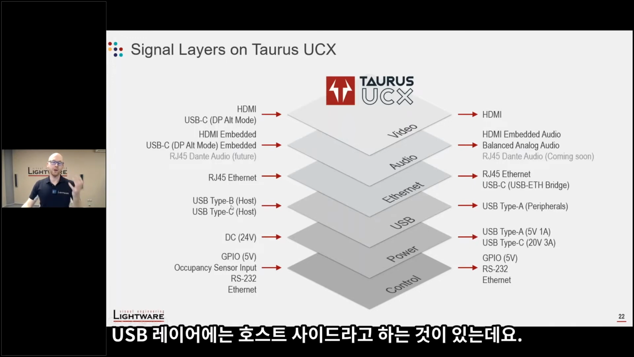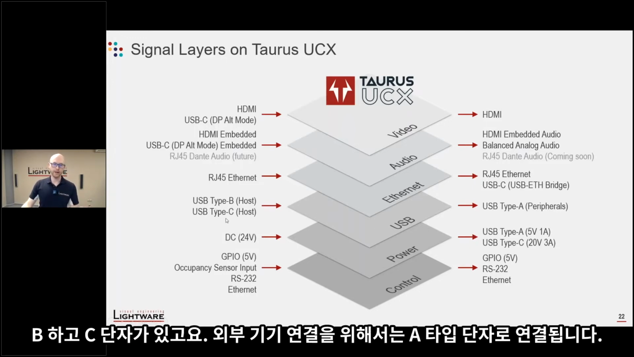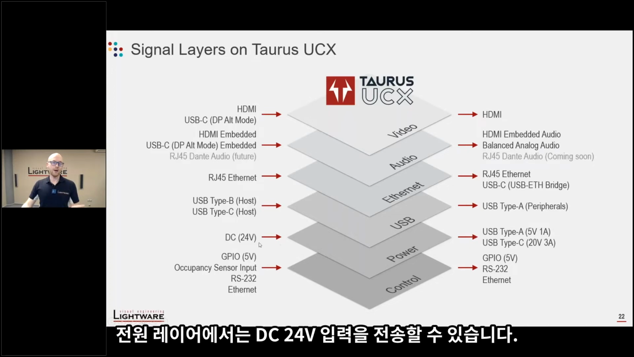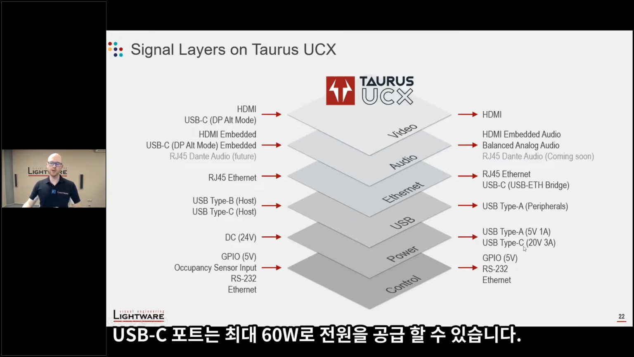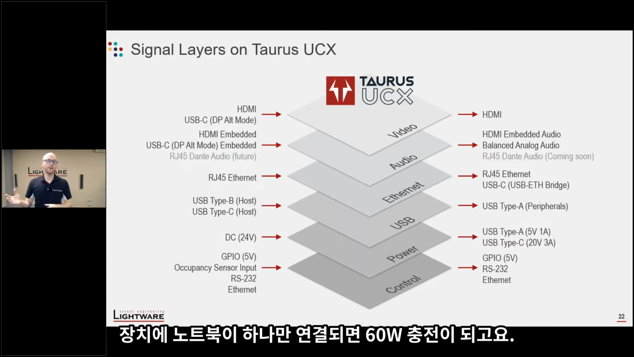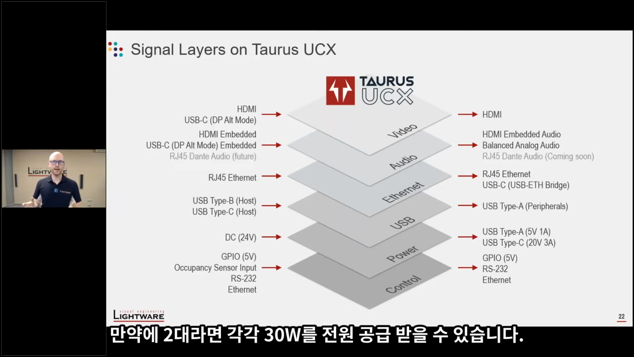On the USB layer, we have the host side, so type B connectors or type C connectors. And on the peripheral side, we have type A connectors. On the power layer, we have a DC 24 volts input, and we can power the peripherals. Each type A port can supply 1000 milliamps, and the USB-C ports combined, they can output 60 watts. If you have just one laptop connected, then it can get all 60 watts. If you have 2 laptops connected, they get 30 watts each.